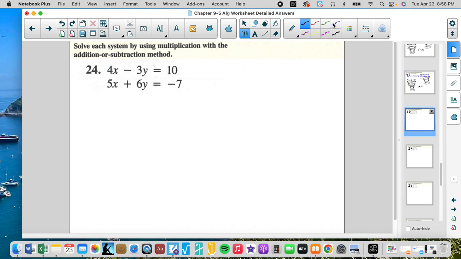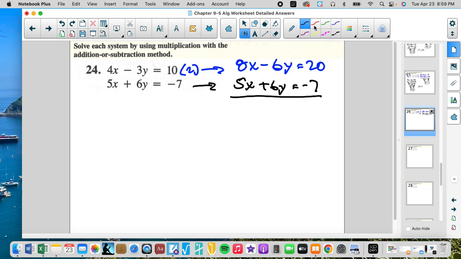Now we'll go back. We don't have to multiply. It's still checking x, y, c. Ax plus by equals c. Make sure they're in the right format. This produces 8x minus 6y equals 20. This equation doesn't change. 5x plus 6y equals negative 7. The y's cancel. 13x equals 13. Divide by 13. x equals 1.